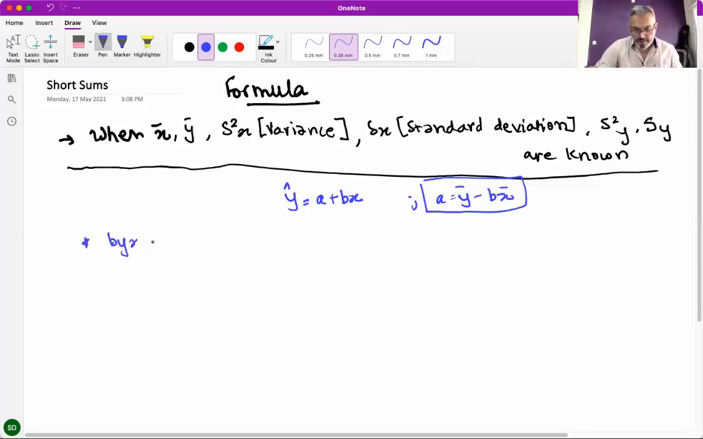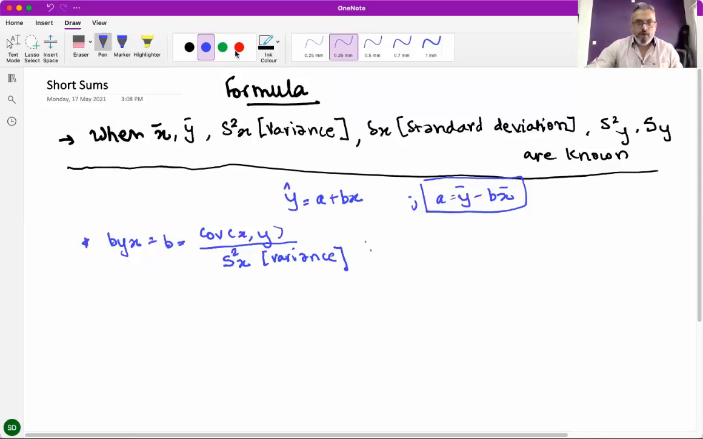b y on x is equal to covariance x comma y upon. Now this is y on x. So students, pay attention, y on x. So y on top, x below, but it is s square x. So please be careful, this is variance. So covariance x comma y upon variance of x.